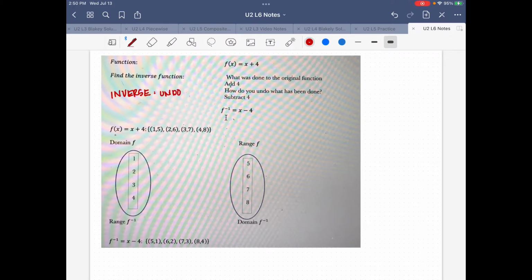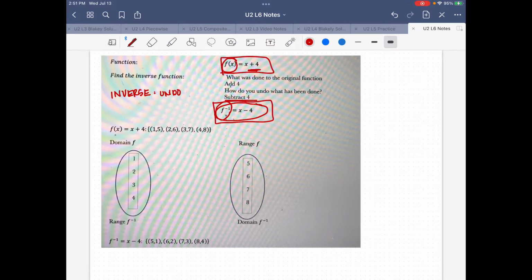Well, they've added 4. So to undo that, we subtract 4. So we have x minus 4. This is the inverse function. And this f of negative 1, that negative 1 just means inverse. So here's my original function. Here is my inverse function.